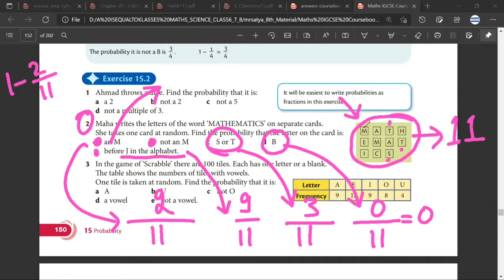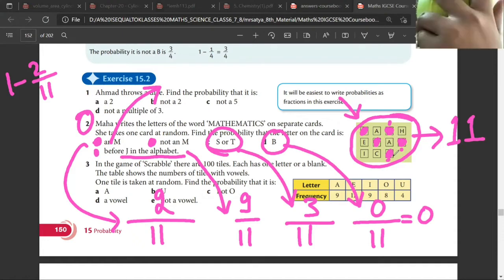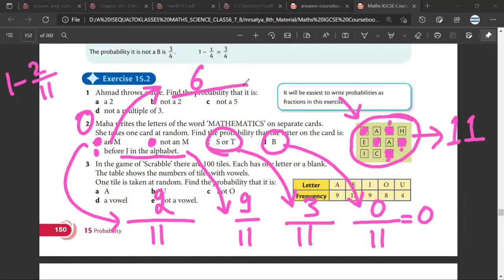Before J in the alphabet. So we'll have to pick up the letters which are before J. So J, K, L, M is not considered, A is okay, T is not okay, G, H, I is okay, E, F, G is okay, M is not okay, A is okay, T is not okay, I is okay, C is okay, S is not okay. Satya, have you understood what I have done? Yes, sir. So how many are we left with, Mr. Satya? 6. And how many total options are there? 11. Is it making sense?